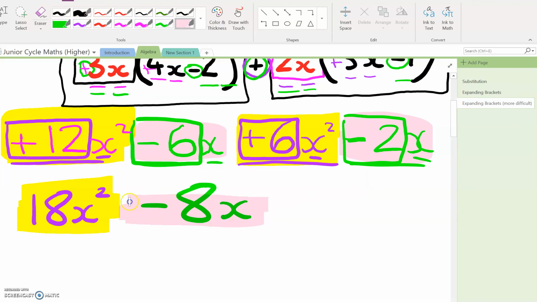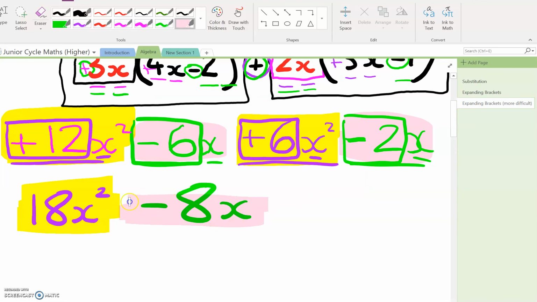So what was that step that we just did? Because we better write it in. There's an extra step, and that's why it's more difficult. We have to put together like terms.